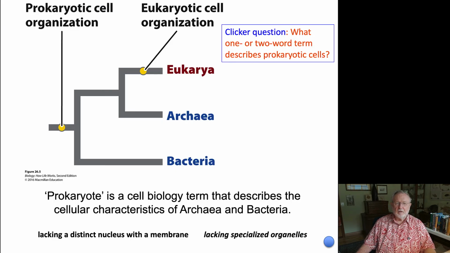If we begin to look at the organization of archaea and bacteria on the tree of life, we start off here with Leuca. What we find is that there's a branching point. Bacteria are found on one branch, and archaea on a second branch. And it's also that on this branch we find the eukarya that we'll be talking about in 2 lectures. We use the term prokaryote to describe the characteristics of archaea and bacteria, these 2 groups. They lack a distinct nucleus with a membrane, and they lack specialized organelles.